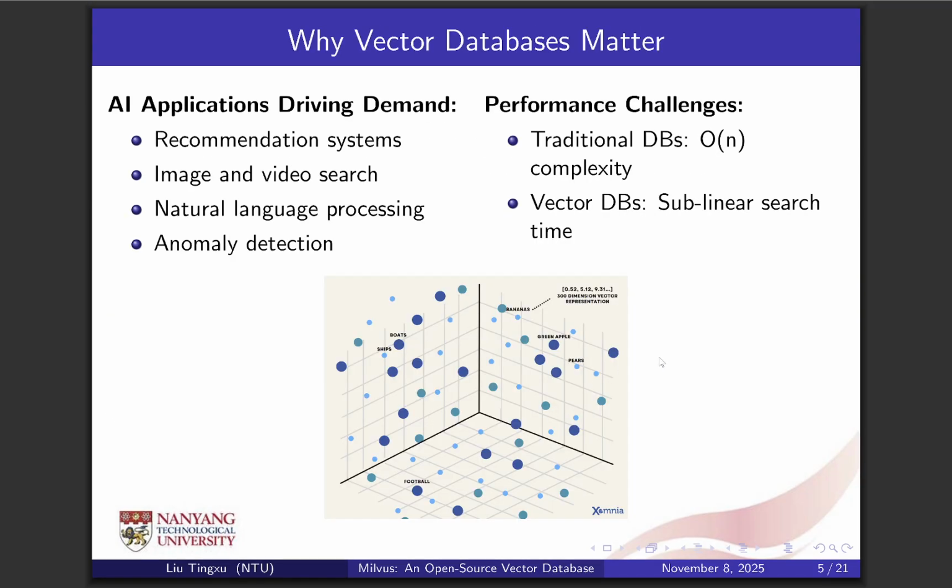Next, let's talk about why vector databases are important. Because AI applications, some recommendation systems, image and video search, natural language processing, and anomaly detection should use vectors. Also, if you use a SQL-based database, you will face lots of performance challenges. For example, a traditional database has O(n) complexity, but a vector database has only a sublinear search time.